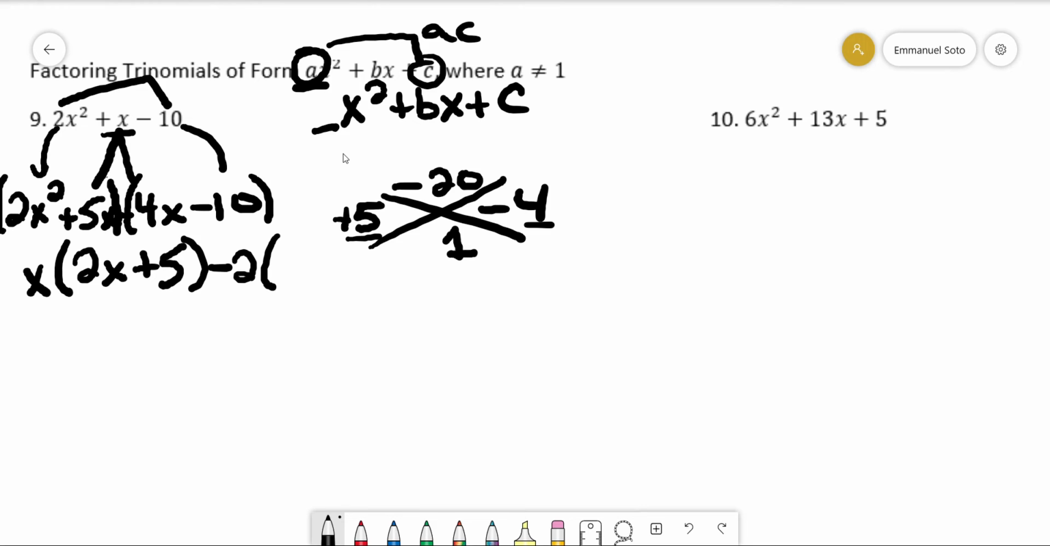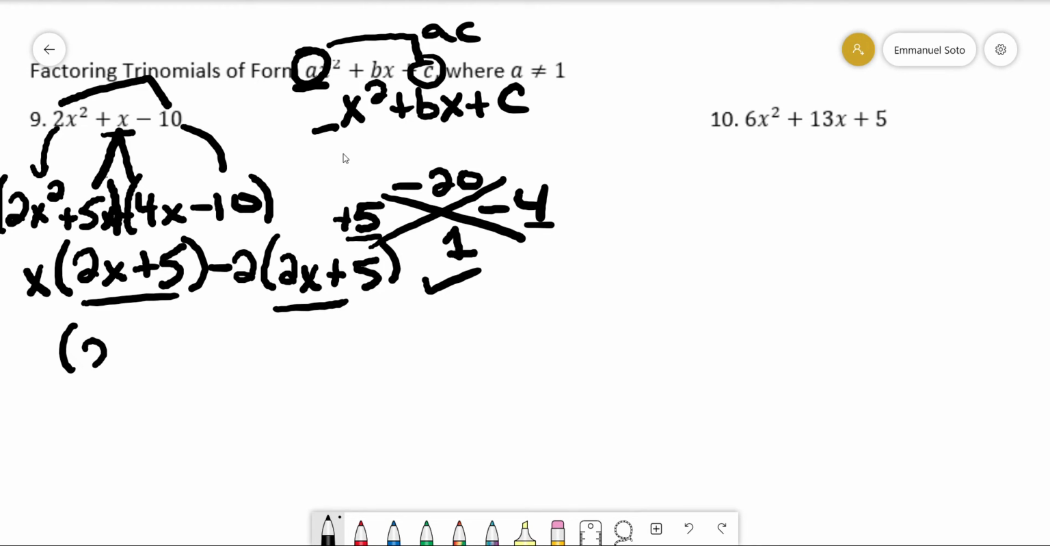Alright, so negative 2 times positive 2 gives us -4, and we got an x left over. And then -2 times +5 gives us -10. All right, so -2 times +5 is -10. And then these match, which means you're doing this correctly.